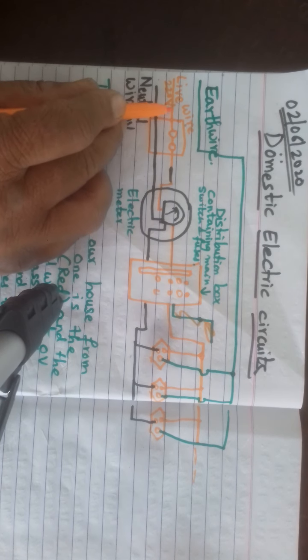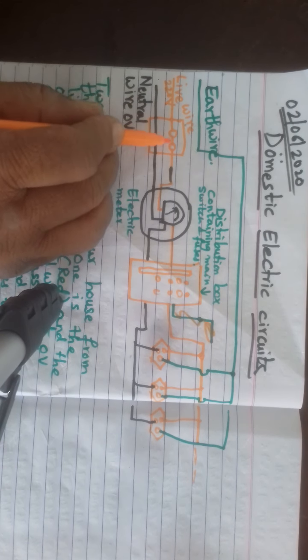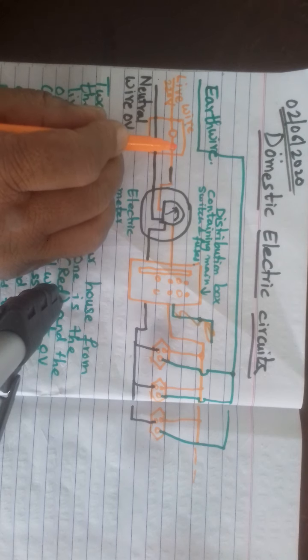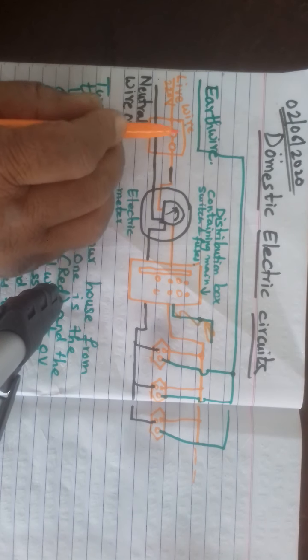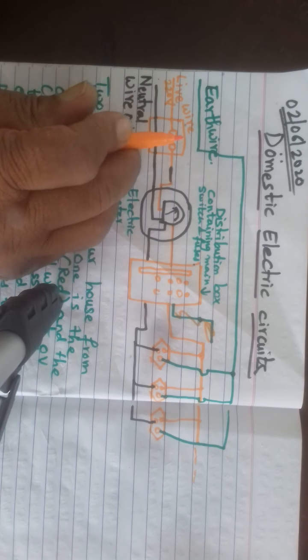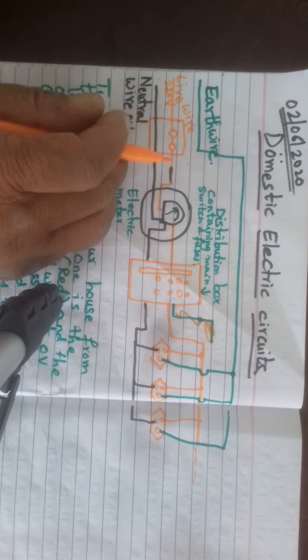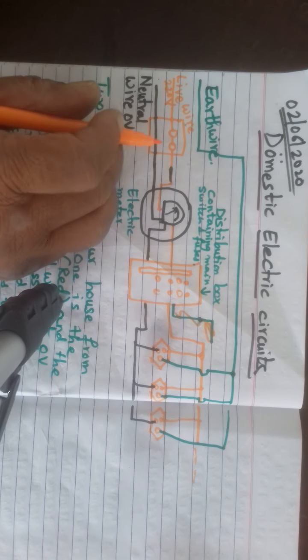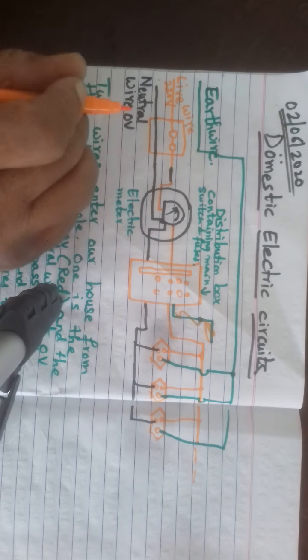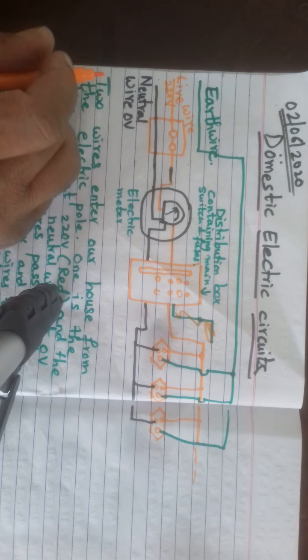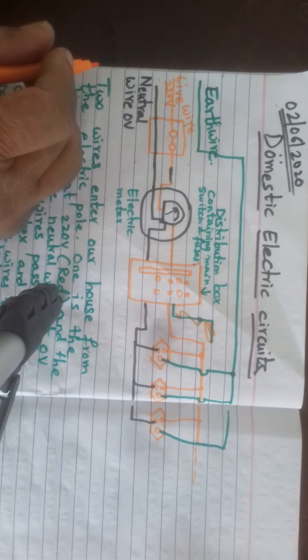Now this live wire and neutral wire are made to first pass through the fuse box, the main fuse box. The fuse you have already seen is a safety device. What is the function of the fuse? Whenever the current exceeds the prescribed limit, it will melt and break the circuit, thereby protecting the electrical appliances which are connected.